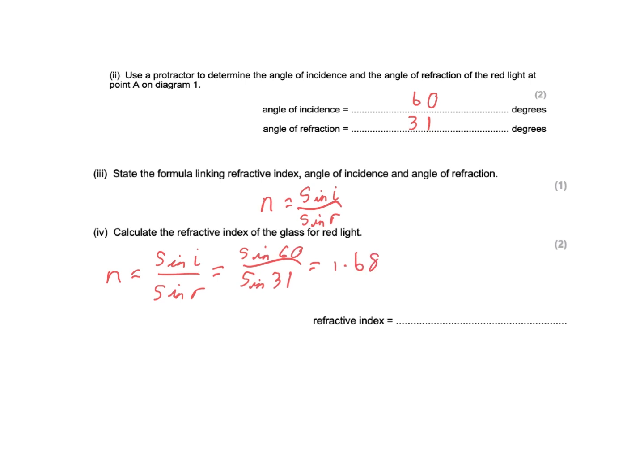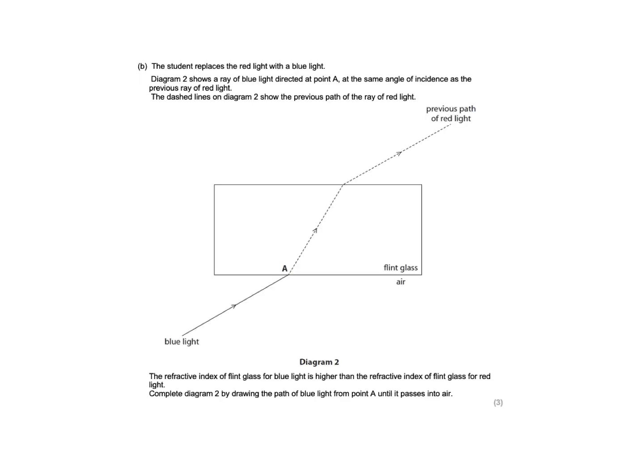And this seems somewhat reasonable for glass, as for glass we're normally looking around 1.5, maybe 1.4, maybe all the way up to 1.7. We're now given a situation where we have blue light going through the same glass block instead of red light. So before we had red light, and red light is the dashed line that is shown here.